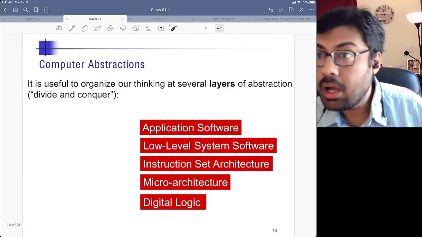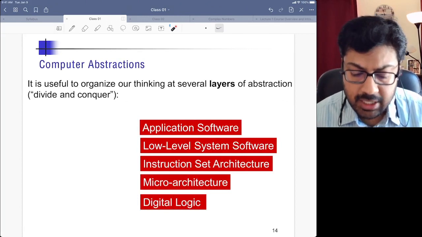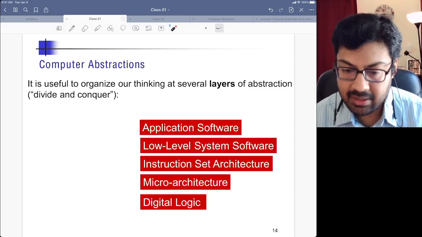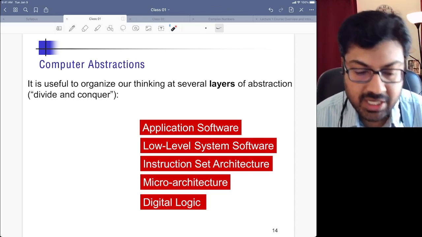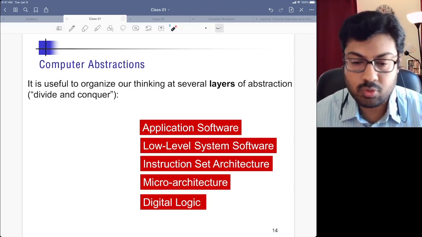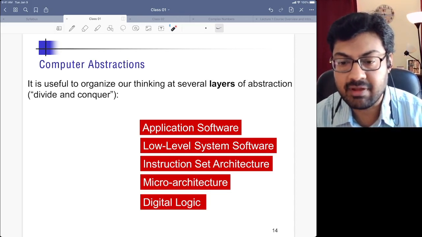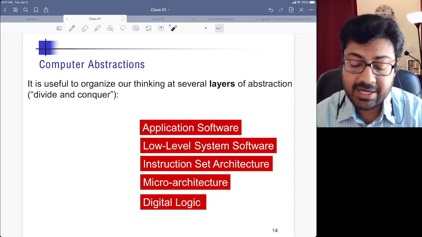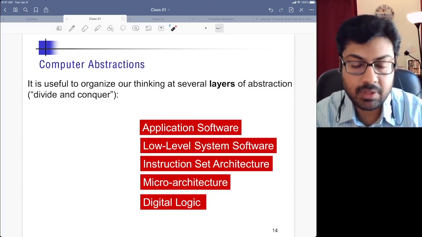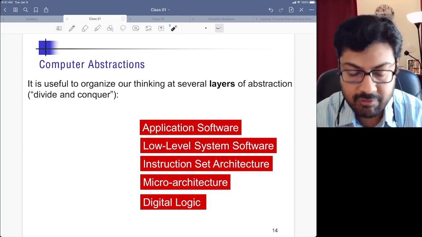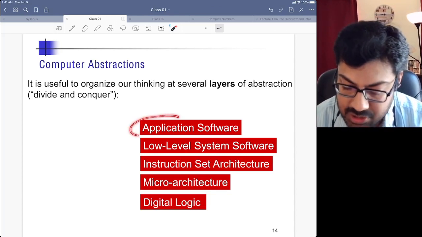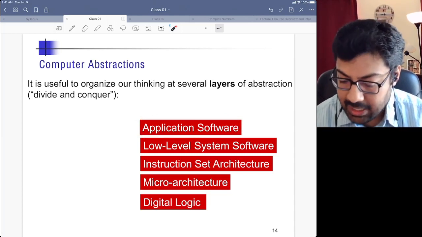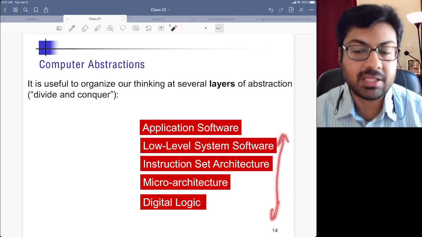Okay, let's see. Computer abstractions. Like I said, computer abstractions are everywhere, from logic gates to flip-flops to all the components that we have learned. Abstraction is there everywhere, and even now, right? Like right now, you may be using a laptop. In the laptop, you are running an application software. But as you are running an application software on your laptop, you are really not worrying about all the layers that are beneath it, right?